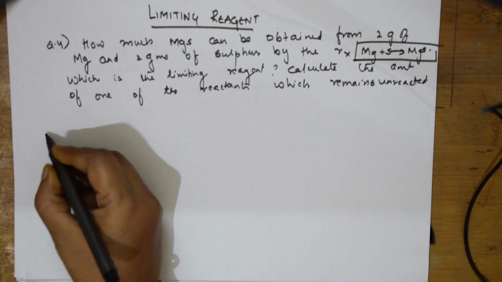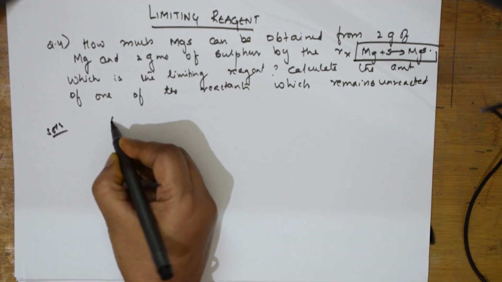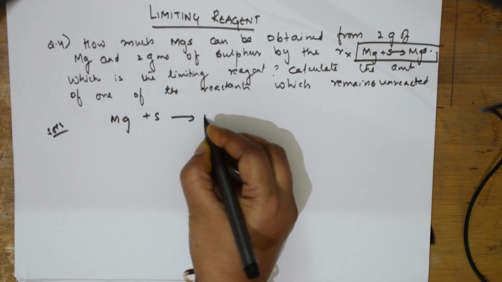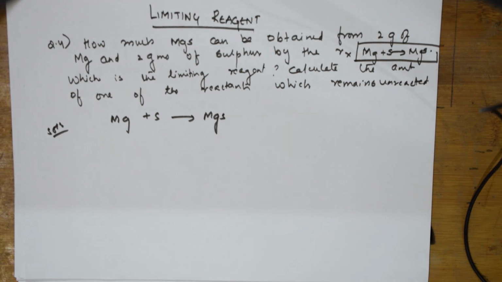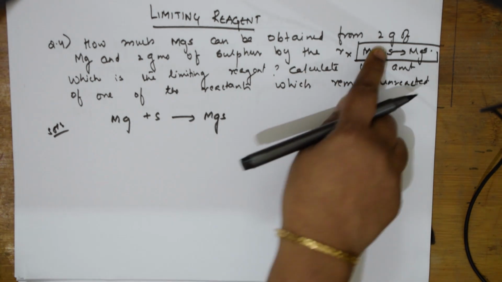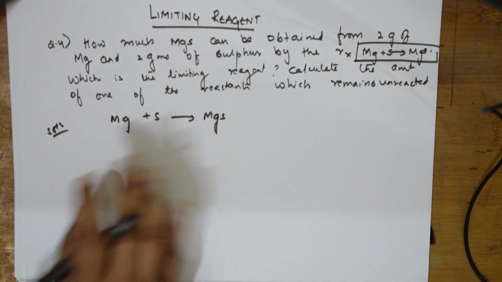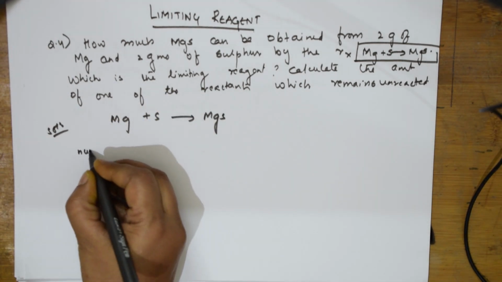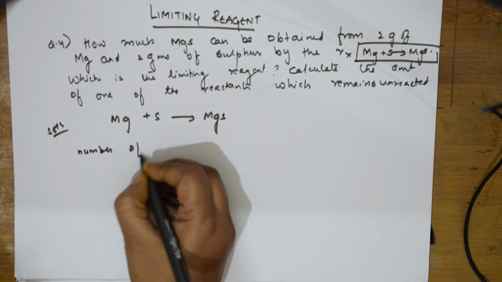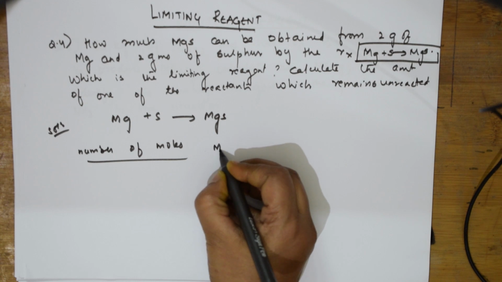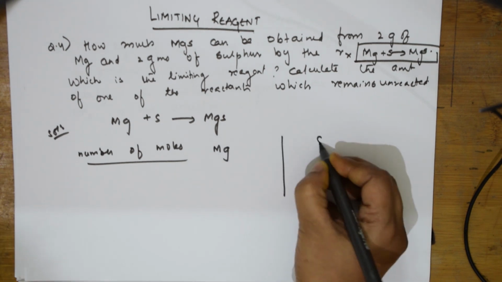Let's see. First of all, let us write the reaction. I'm copying the same reaction here. Magnesium plus sulfur gives me magnesium sulfide. So what did they say? 2 grams of magnesium and 2 grams of sulfur, they said. So let us find the number of moles first of all. Both we'll calculate: number of moles in terms of magnesium and number of moles in terms of sulfur.